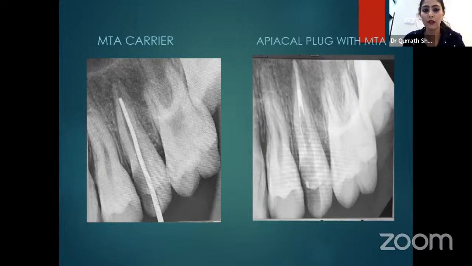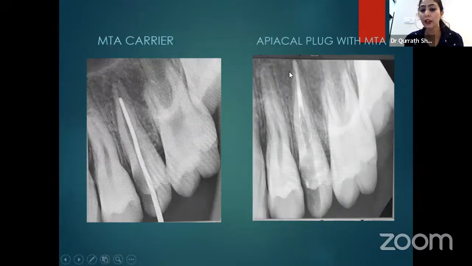It's very, very useful. So you take your amalgam carrier or your MTA carrier and place it near the canal orifice. After that, take a condenser and start condensing your MTA towards your apical 5 millimeters. You can do it in increments. You can take 1 millimeter, 2 millimeters, 3 millimeters, and condense each increment with the hand pluggers.